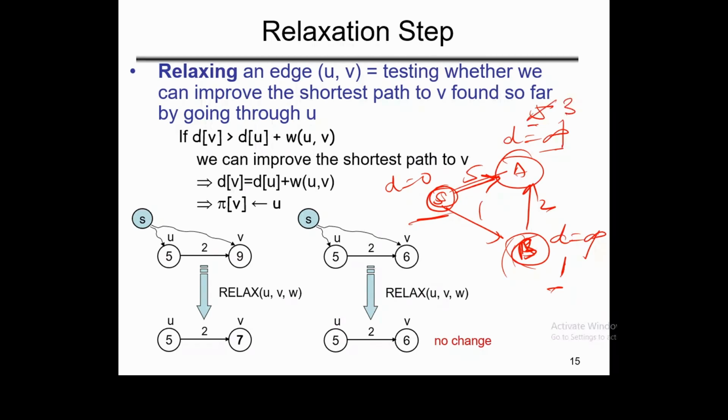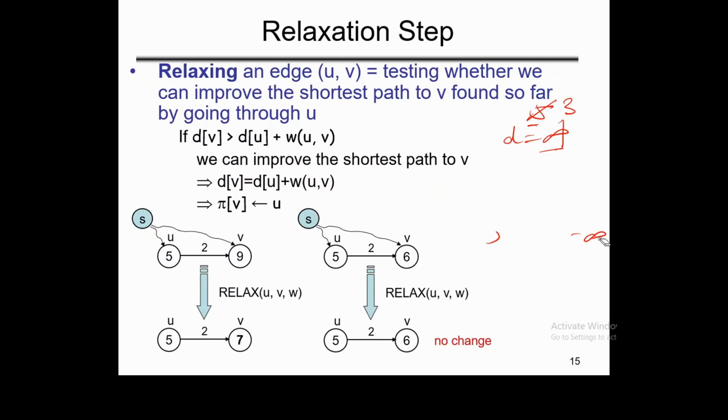So this is basically testing whether we can get a new shortest path through another node. For this purpose we do the relaxation. Whenever we are relaxing an edge, we check whether the distance of v, which it already has, is greater than the distance of u plus the edge weight between the two vertices. If this is greater, it means we have a new shortest path, and if not, it means there is no need for relaxation.